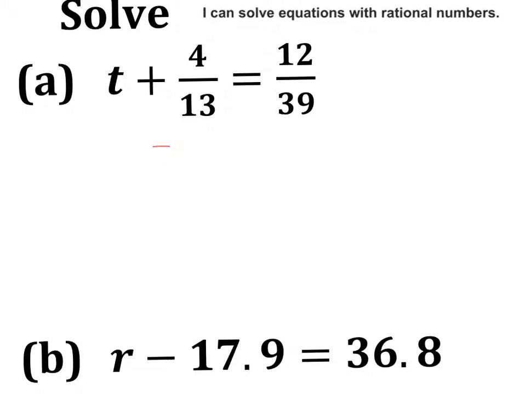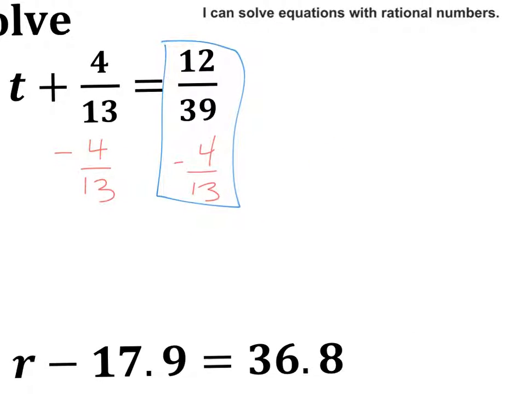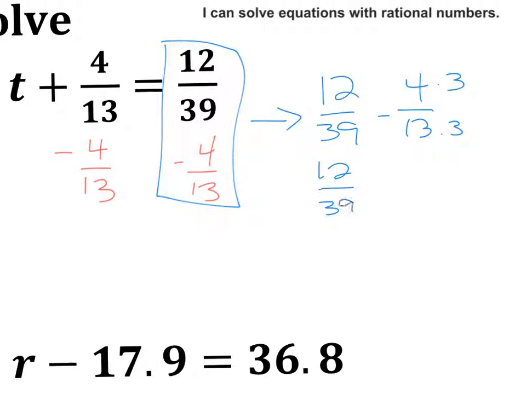To get t by itself, we would subtract 4/13 from both sides. When we subtract 4/13 here on the right side, we're going to have to get a common denominator. I do like to take that work off to the side over here. We have 12/39, and we're taking away 4/13. I can multiply the second fraction by 3 to get a common denominator. So I'd have 12/39 minus 12/39. Well, 12/39 minus 12/39 is 0, right?